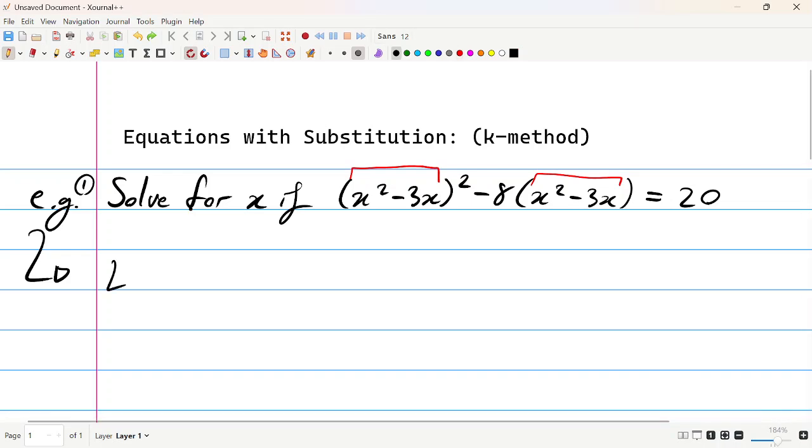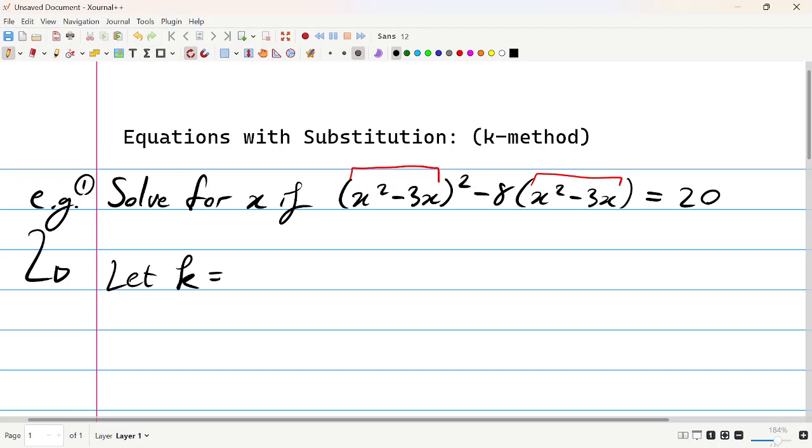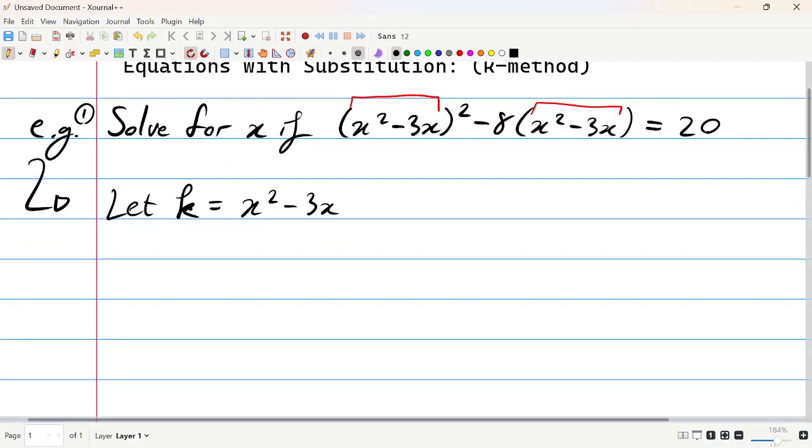So this is where we say let k be equal to whatever repeats itself. So therefore we're going to let k be equal to x squared minus 3x. And then what happens? Well, clearly this tells us that in the brackets, remember that we let k be equal to this and k be equal to that. So in the brackets we're going to say k, and square, because remember there's a square here, minus 8 into what? K, right? Is equal to 20. Do you see how easy this looks?